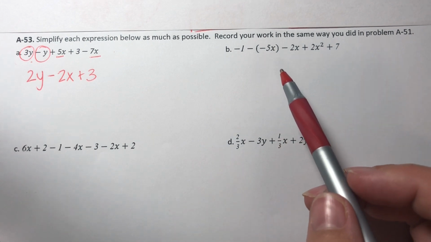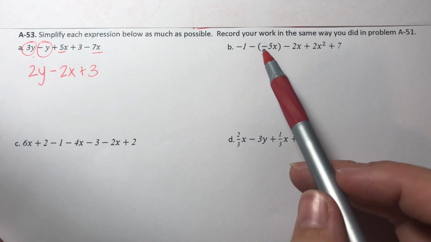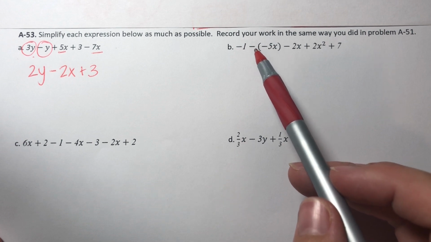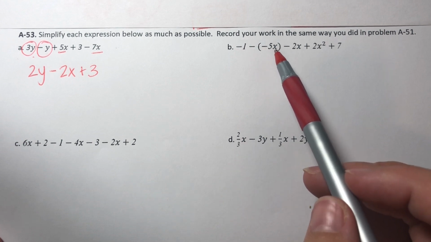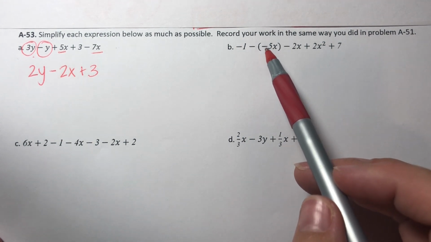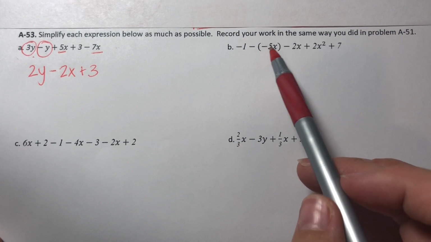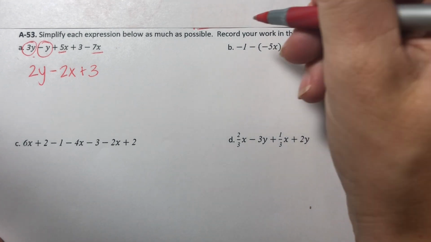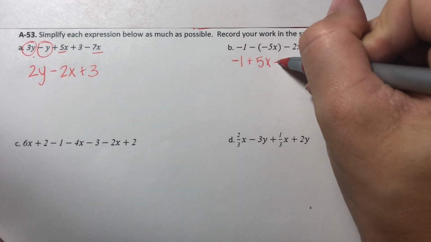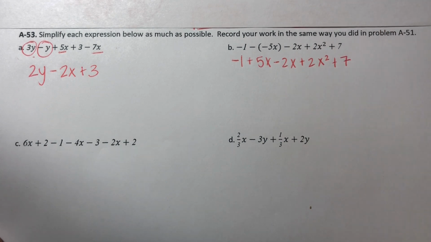All right, moving on to B. So if we look at B, we've got some parentheses here. And this is kind of like the idea of if you cross the line, you got to flip the sign. So imagine in order for us to get rid of these parentheses, we're going to take this negative 5x and cross that line. So if I cross that line, this negative 5x is going to become a positive 5x. So let's go ahead and rewrite that before we change anything else. So that will leave us with negative 1 plus 5x minus 2x plus 2x squared plus 7.